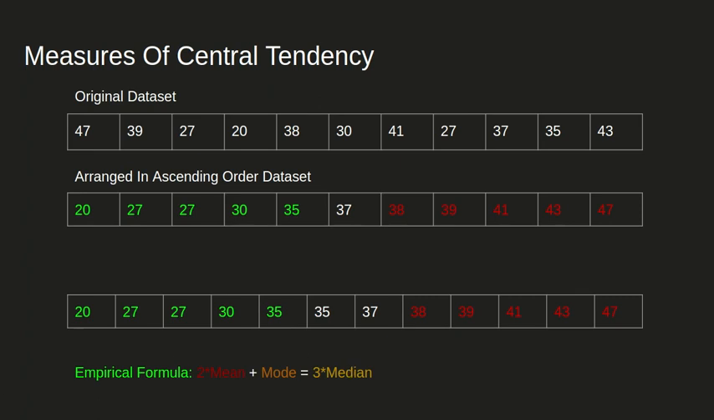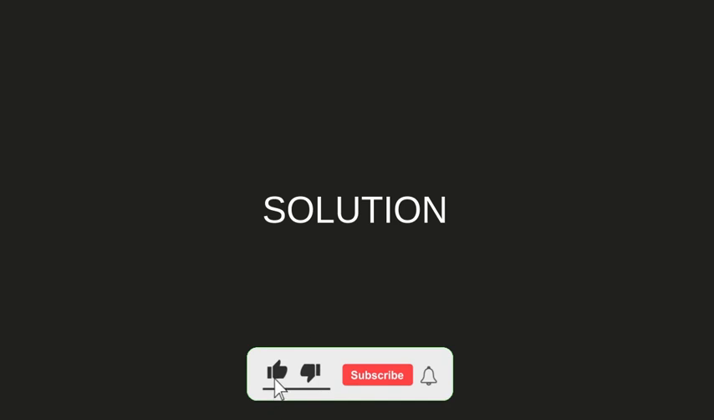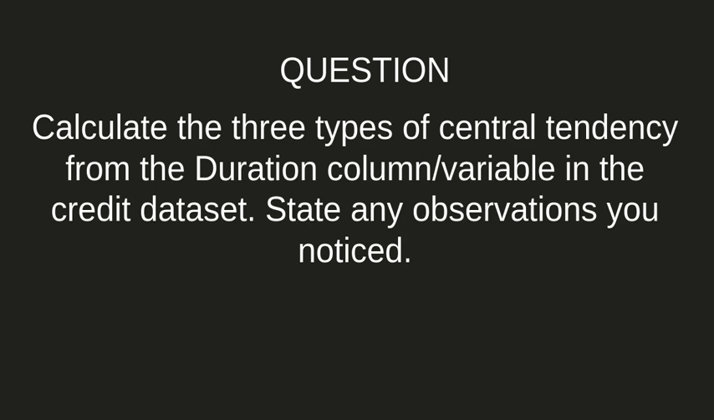So great. Now that you have learned all these concepts, let's move ahead and use our newly learned knowledge to answer the question that we were presented at the beginning of this tutorial. It says to calculate the 3 measures of central tendency using the duration column. So let's go ahead and go to our notebook in Google Colab and try to solve this problem.